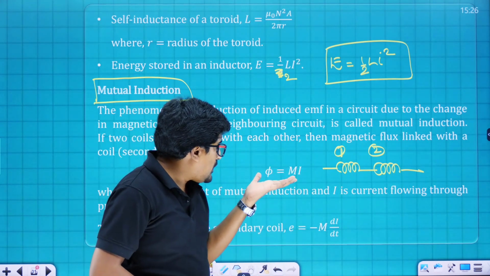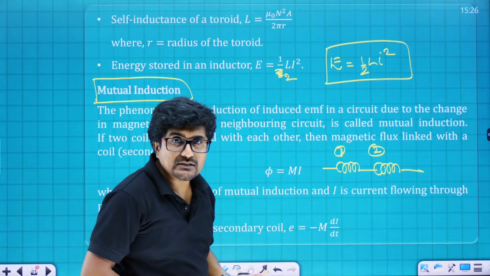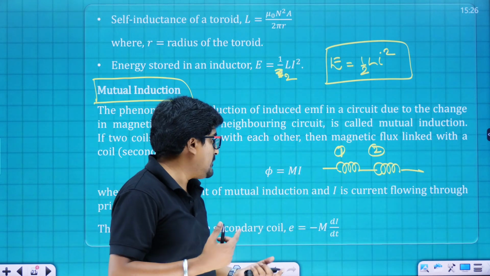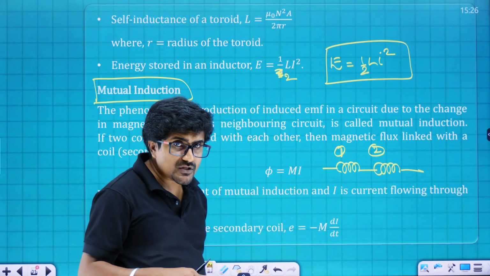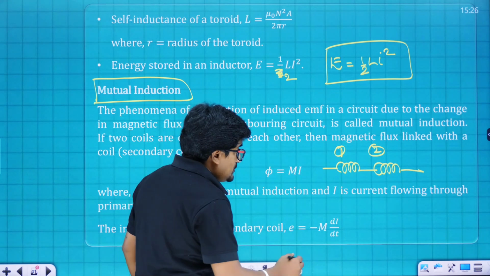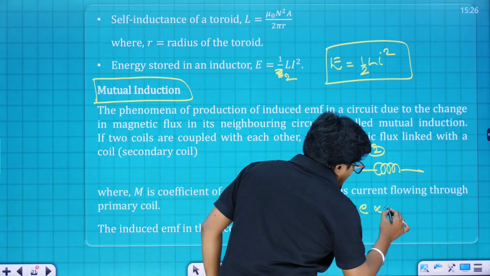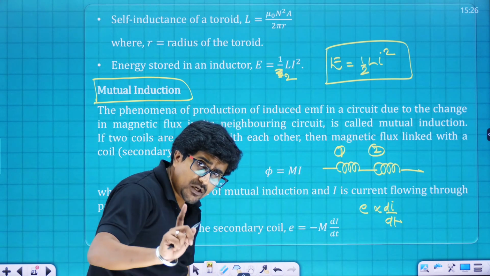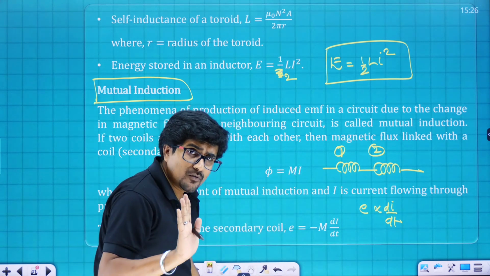Once the current passing through coil number 1 is changed, there will be a flux change in coil number 2, and as a result there will be an induced EMF, which again is directly proportional to di/dt. I repeat, i is the current passing through coil number 1, not coil number 2, it is coil number 1.